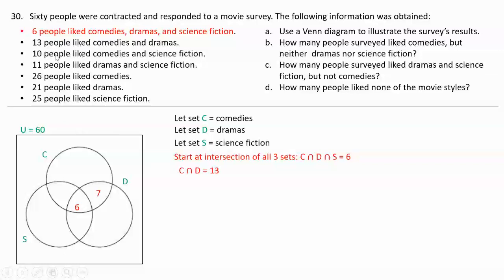Now, it says 10 people like comedies and science fiction. So comedies and science fiction will be this area here. So this has to equal 10. We got 6, so this has to be 4. Now, 11 people like dramas and science fiction. Dramas and science fiction will be this space here to the left, so this has to be 11. This is 6, so this has to be 5.